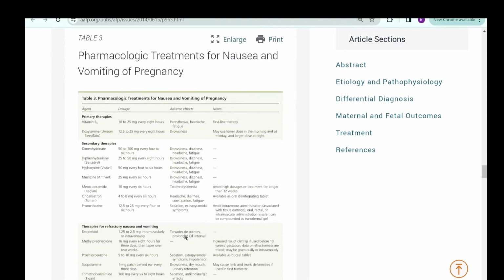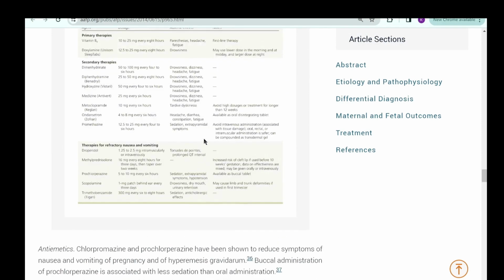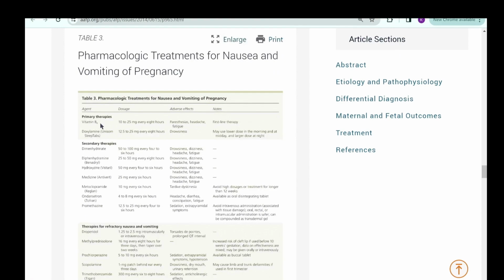You can see from the graph, even if it is small, number one is vitamin B6, pyridoxine, with doxylamine. Doxylamine belongs to the muscarinic antagonists. This is the primary therapy: vitamin B6 and doxylamine, the most important and popular medication in clinical use for nausea and vomiting of pregnancy. Then we have secondary therapies: dimenhydrinate, diphenhydramine, hydroxyzine, meclizine, metoclopramide, ondansetron, promethazine. So we have a list of medications, and then the side effects. The most popular one, please remember, is vitamin B6 with doxylamine.